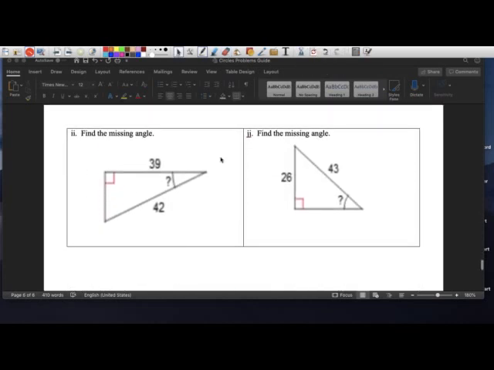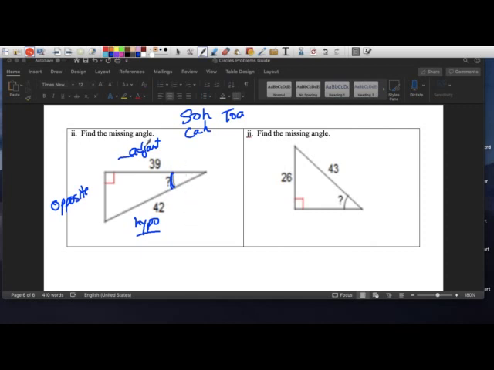Okay, and we have these two more. So we just find the missing angle. So again, SOH CAH TOA. From the perspective of this angle, this is the opposite, this is the hypotenuse, and this is the adjacent. We want to find the angle, and we want to use the hypotenuse and the adjacent because those are two values that I know.